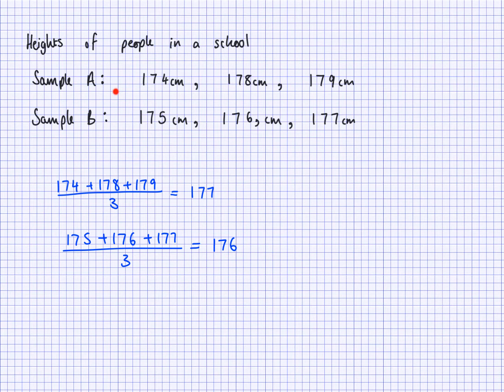But the range, if I look at all the people in the two samples, goes from 179 all the way down to 174, okay? Because that's the smallest value of the 6, and this is the highest value of the 6. So that's a range of 5, okay?